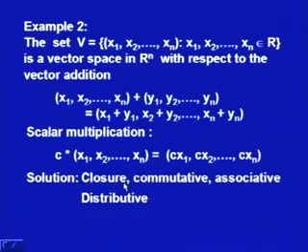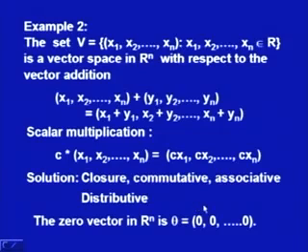So, closure we have checked. The commutative property will always be satisfied because these numbers x1, x2, xn etc. are real numbers. As we have proved in the earlier example, this will also be proved in the same manner. So, closure property, commutative property, associative property, all the distributive properties are satisfied. The only thing is you have to show that there exists a zero vector in Rn. So, we say that the zero vector is nothing but the one where all the components are 0.